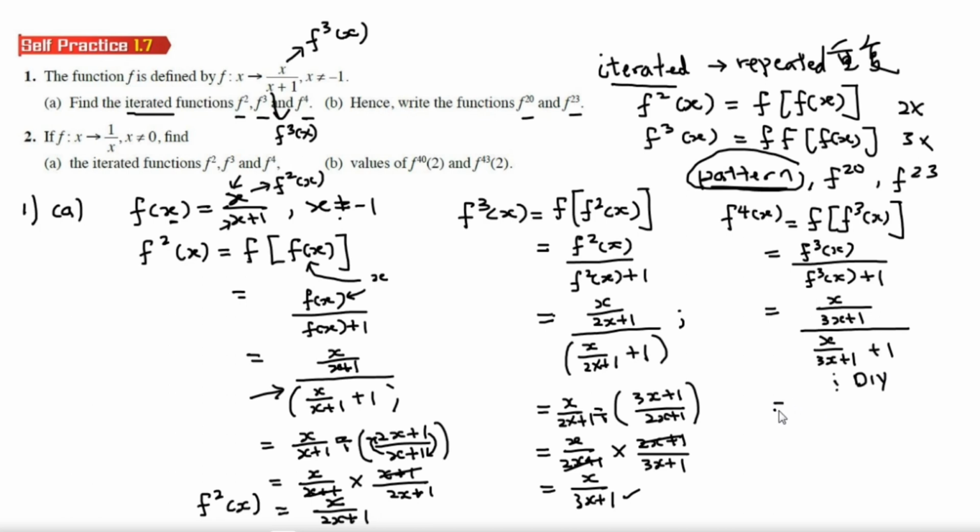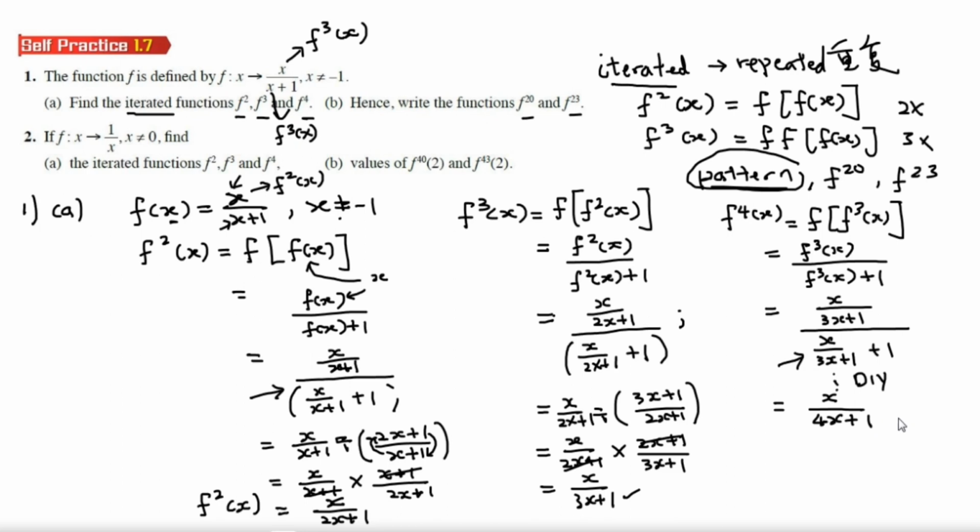You can do it. Start with the denominator first. Simplify the denominator. After simplifying the denominator, write in this form: divide by the denominator, change to times. Okay, so you can check your answer. Your answer should be equal to x over 4x plus 1.